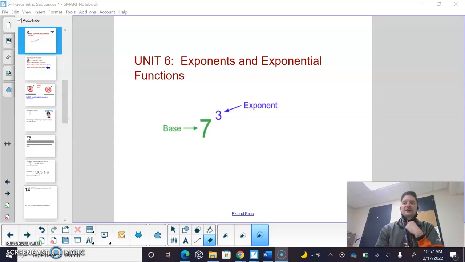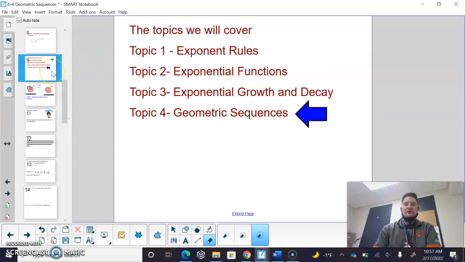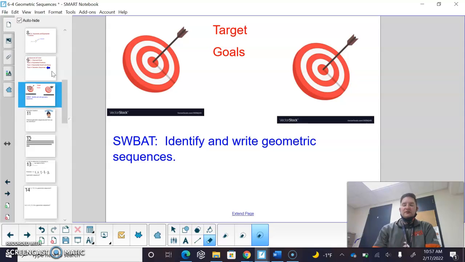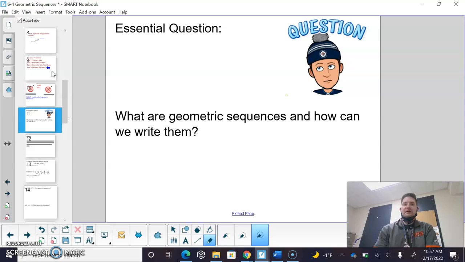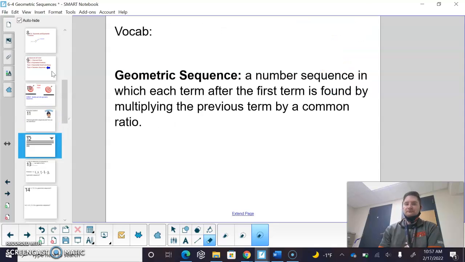We're talking about exponential functions. In this unit, we're talking about geometric sequences. Our goal is to identify and write geometric sequences. That is our learning target. And our essential question is, what are geometric sequences and how can we write them?